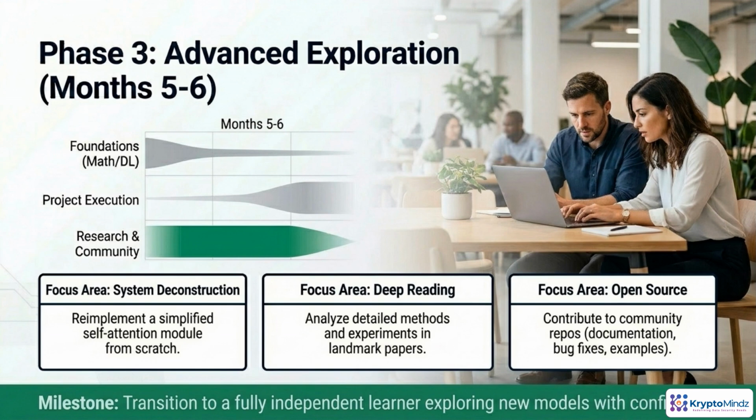Months 5 and 6 are about taking the training wheels off. You're no longer just consuming content, you're recreating it. Implement a tiny self-attention layer or toy transformer. Then experiment with it until you understand every line. Pair that with slow, careful reading of 1 or 2 core papers, paying special attention to their methods and experiments. Finally, step into the community. File an issue, fix a piece of documentation, or add a small example. Those actions mark the shift to being an independent explorer.